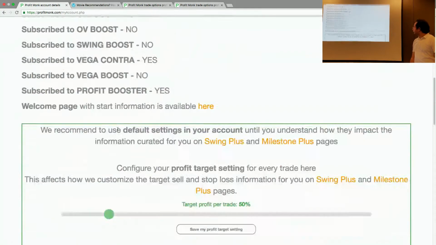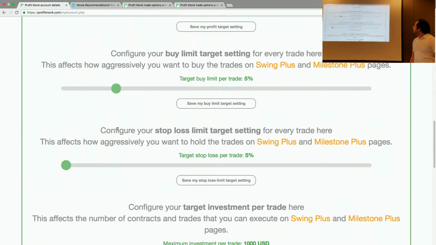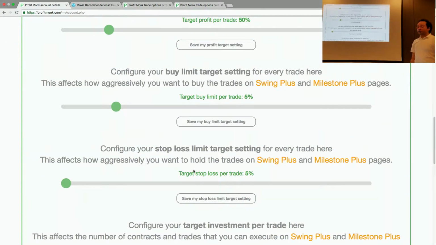Okay. So now let's go to the third setting, which is target stop loss per trade. Okay, there are many questions on this, so this is kind of important. So let's change this to, first let's understand what this is. So target stop loss per trade 5%. That means you're willing to lose 95% of your money. Okay, you put in 100.